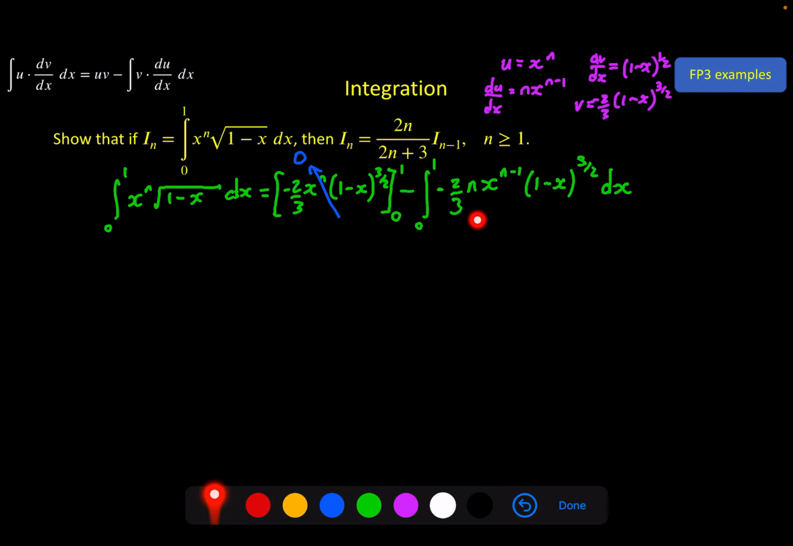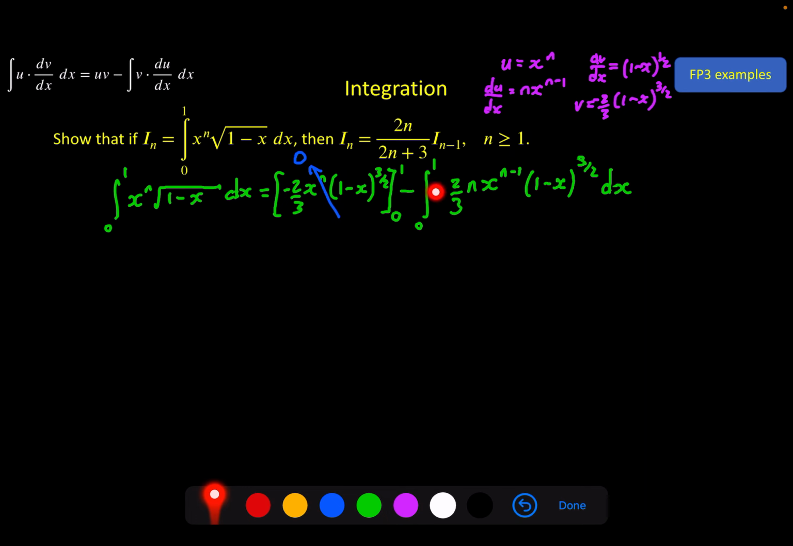Now I've got the problem of making this look like the form of this. Because if it doesn't, then I can't use In, and what I'm trying to do here is I_{n-1}. At the moment this won't work because I've got a minus 2/3 n that's not here. The x to the power n minus 1, that's okay. It's different, but I'm expecting that to be different. The n changes to an n minus 1. But this bit here is a problem as well, because that is not 1 minus x to the half, this is 3 over 2.